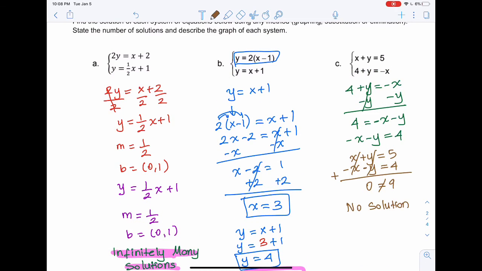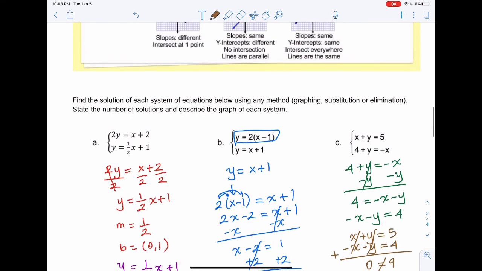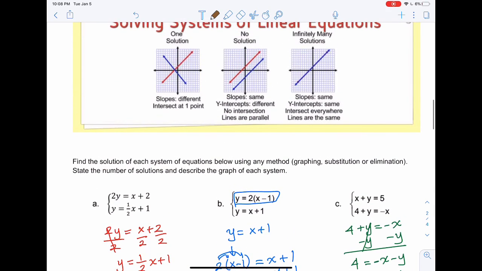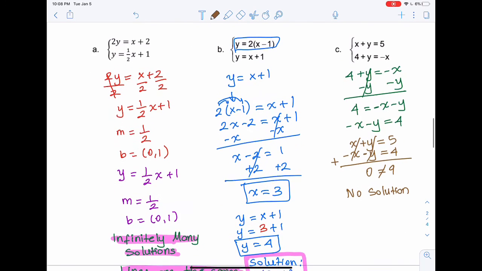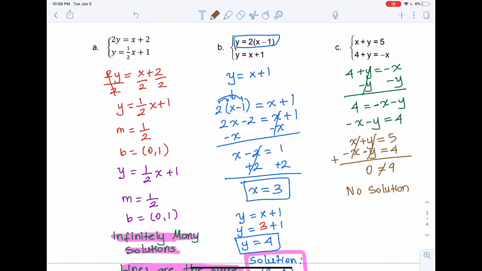If there's no solution, let's go back up here. If there's no solution, the slopes are the same and the y-intercepts are different. And there's no intersection point and the lines are parallel. So let's go back here and describe the graph. So we'll say no solution and the lines are parallel.